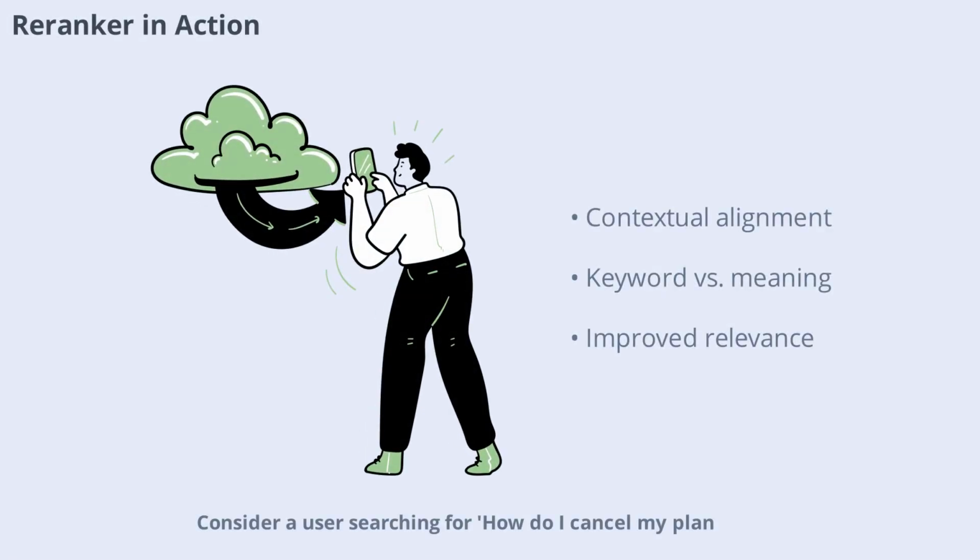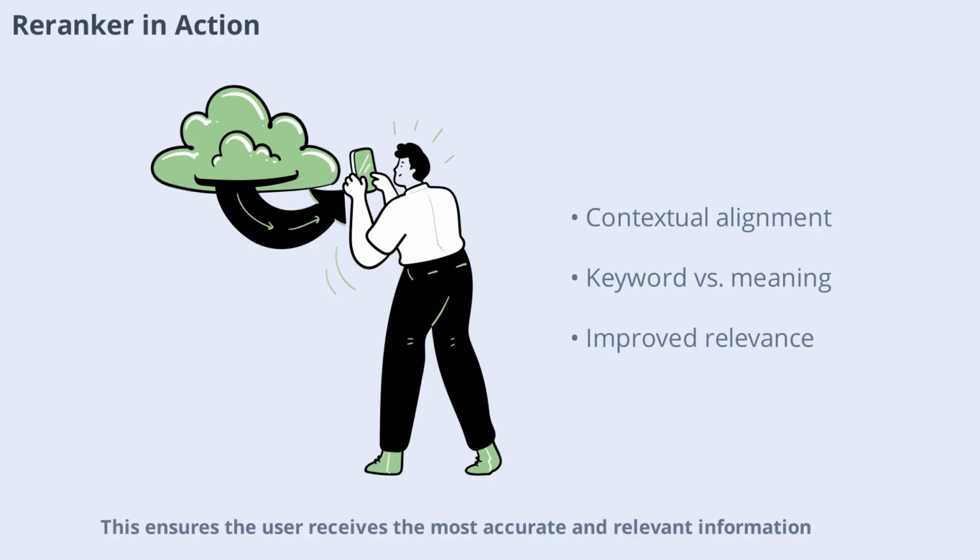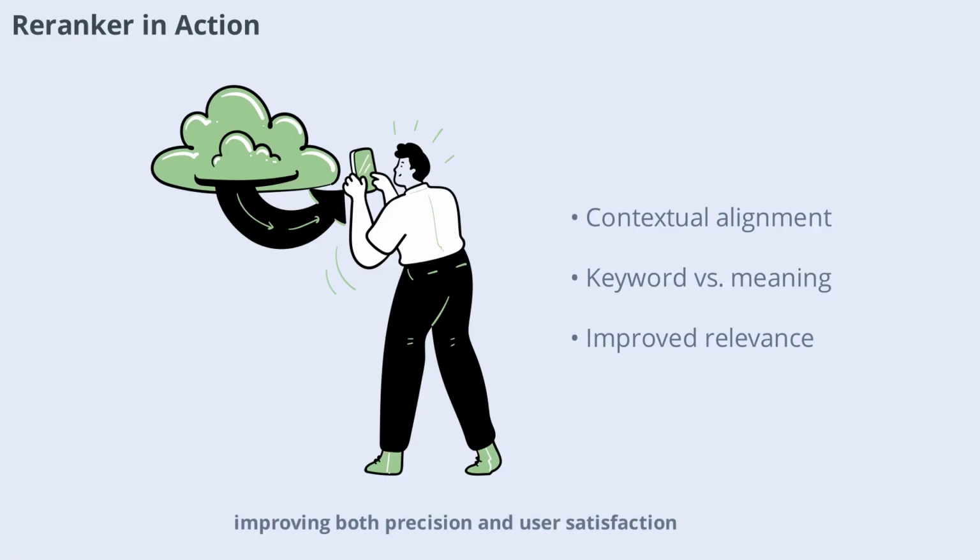Consider a user searching for "how do I cancel my plan?" The initial vector search might return a chunk about canceling shipped orders due to keyword overlap. However, the reranker evaluates the actual context, recognizes the mismatch, and lowers its rank in favor of a chunk that directly addresses account cancellation. This ensures the user receives the most accurate and relevant information, improving both precision and user satisfaction.